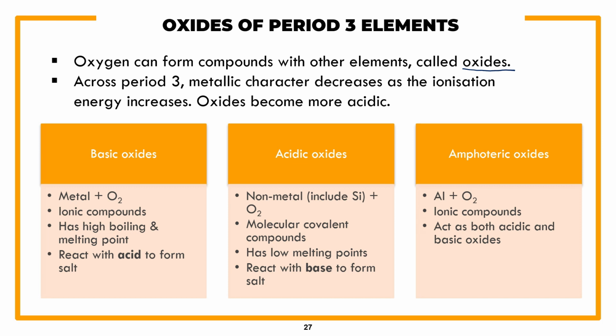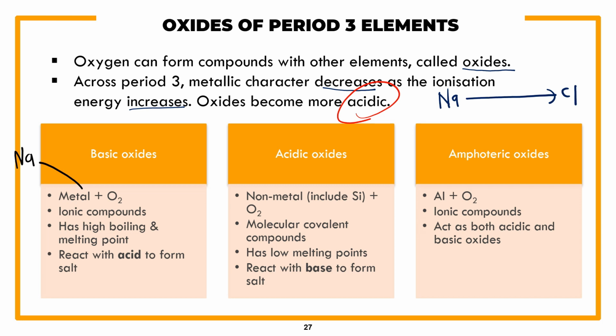Across period 3, metallic character decreases as the ionization energy increases. Moving from sodium to chlorine, sodium is a metal and chlorine is a non-metal, so the metallic character decreases. The tendency of the elements to remove an electron decreases as well, so more energy is required to remove the electron from sodium to chlorine. Hence the ionization energy increases. So from sodium to chlorine, across period 3, the oxides become more acidic.